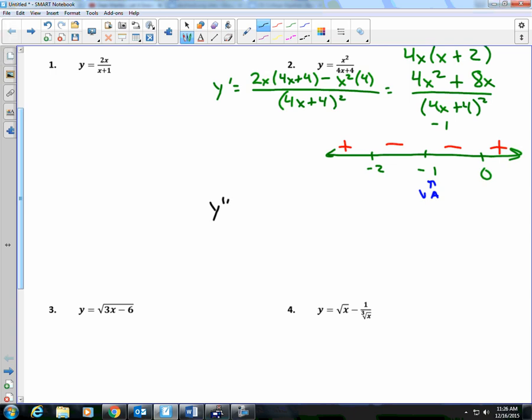In order to do y double prime, I have (4x squared plus 8x) over (4x plus 4) squared. What do I have to use? Quotient rule. Derivative of the top is, go get some brain food, come on back.